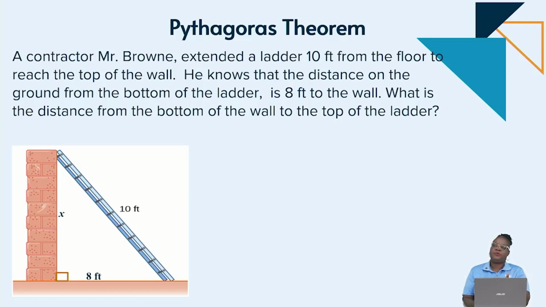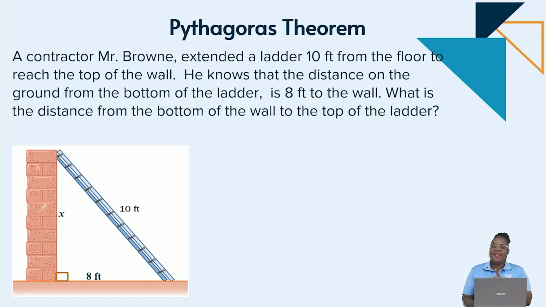Our contractor, Mr. Brown, extended a ladder 10 feet from the floor to reach the top of the wall. He knows that the distance on the ground from the bottom of the ladder to the wall is 8 feet. What is the distance from the bottom of the wall to the top of the ladder? Let us use Pythagoras theorem to solve that problem.